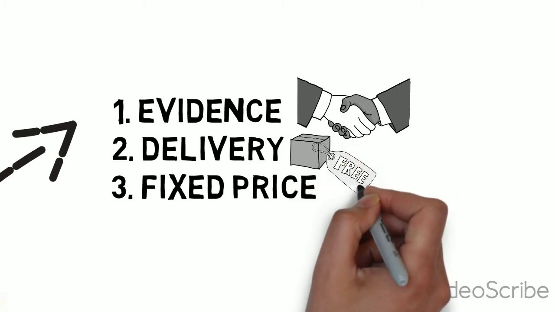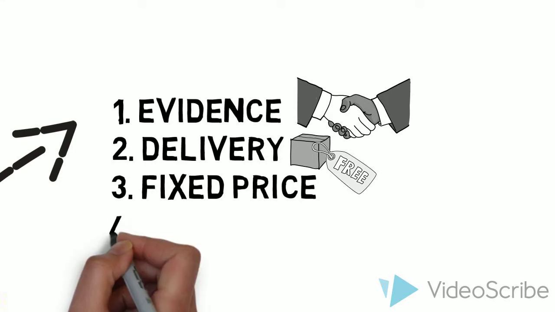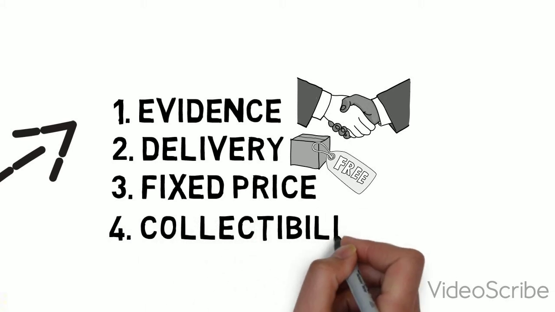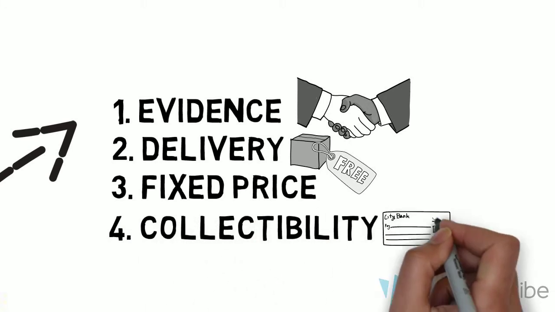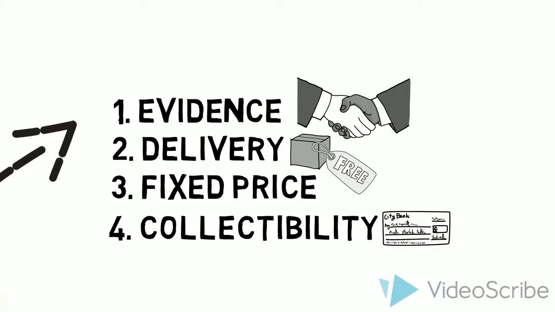No further anticipated challenge to the selling price. This must be true for all parts of the contract, both delivered and undelivered. The fourth criteria is collectibility is reasonably assured. The buyer has the intention and the ability to make agreed upon payments.